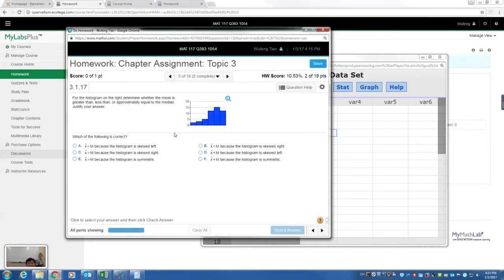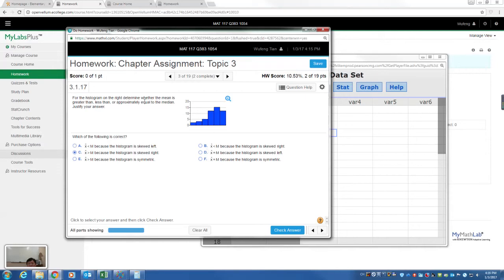Next one, the mean value and median should be here. From a histogram, determine whether the mean is greater than, less than, or approximately equal to the median, and justify. The median should be less than the mean because most of the data is here. The mean value is around here, but the median is in the middle. So the mean value is bigger than the median, not symmetrical.